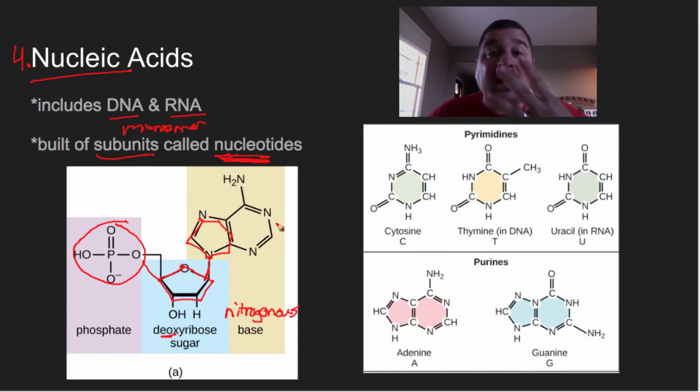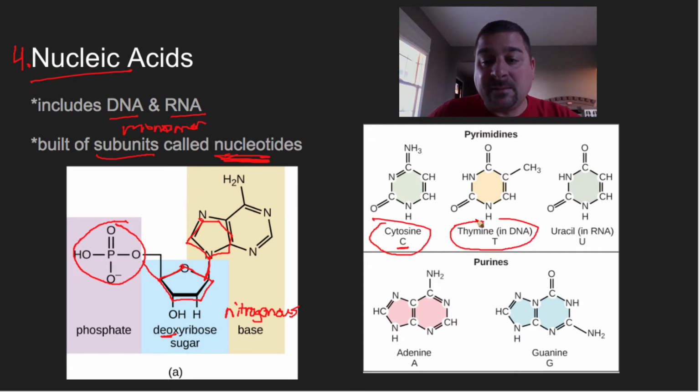There are 4 nitrogenous bases that you need to be familiar with. In DNA, there are some single-ringed bases, cytosine, often abbreviated with a C, and thymine, abbreviated with a T. And then there are purines called adenine, which is often abbreviated A, and guanine, G.